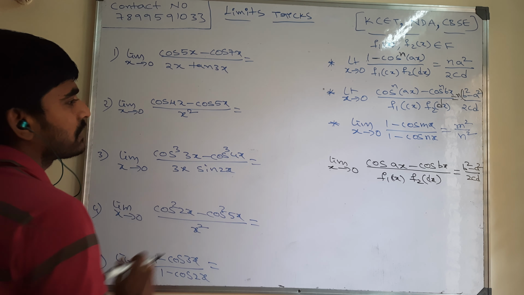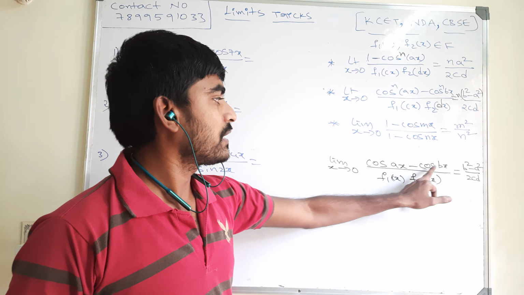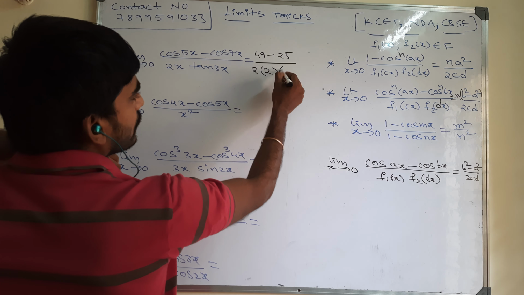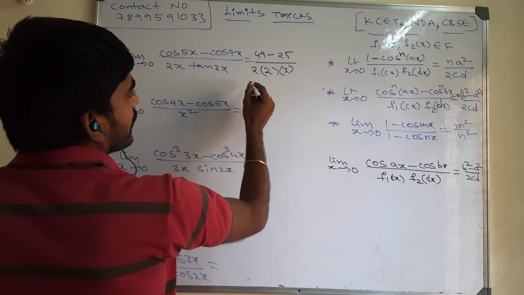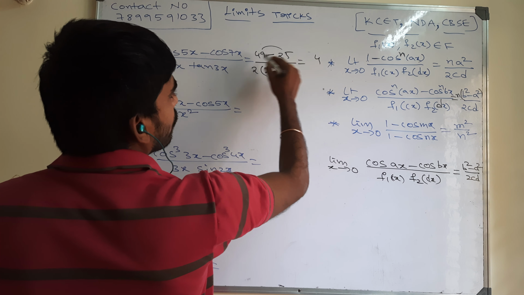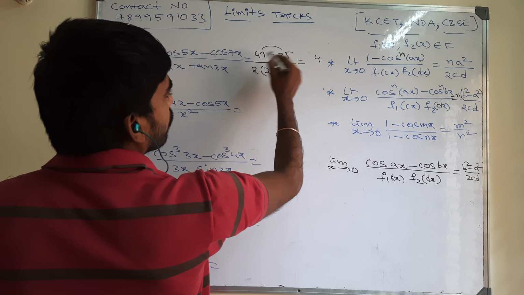So now, cos ax minus cos bx, the formula is b square minus a square. B is 7, so 7 square is 49, minus 5 square is 25, divided by 2 into c value, which is 2, and d value, which is 3. Now let me know how much I am going to get. 49 minus 25 is 24, 24 by 2 into 2, 2 twos are 4, 4 into 3.